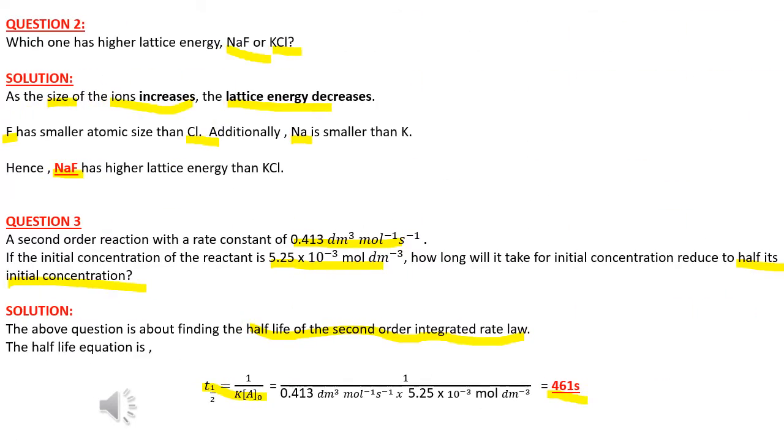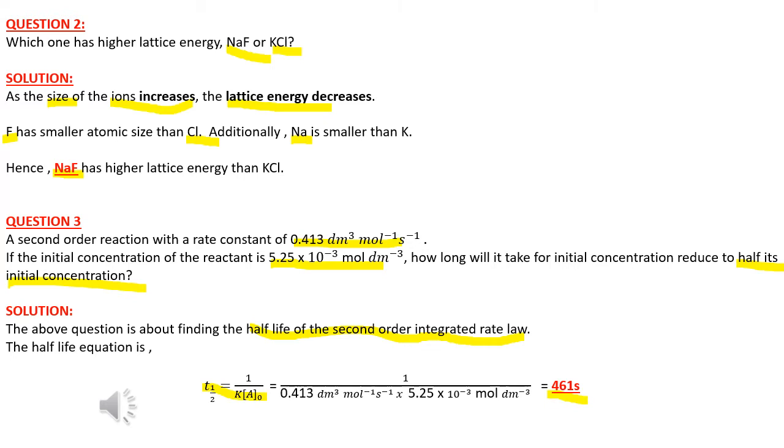Question 2. Which one has higher lattice energy, sodium fluoride or potassium chloride? Solution. As the size of the ions increases, the lattice energy decreases. F has smaller atomic size than Cl. Additionally, Na is smaller than K. Hence, NaF has higher lattice energy than KCl.